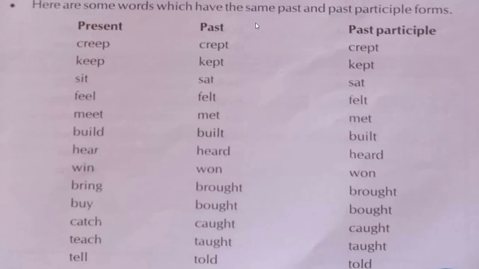Now here are some words which have the same past and past participle forms. Creep, crept, crept. Keep, kept, kept. Past and past participle are similar. Sit, sat, sat. Feel, felt, felt. Meet, met, met. Build, built, built.